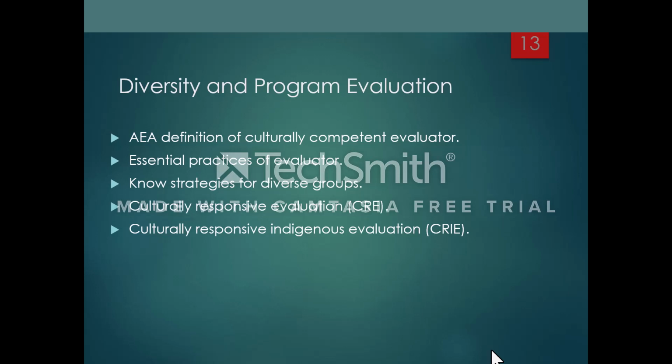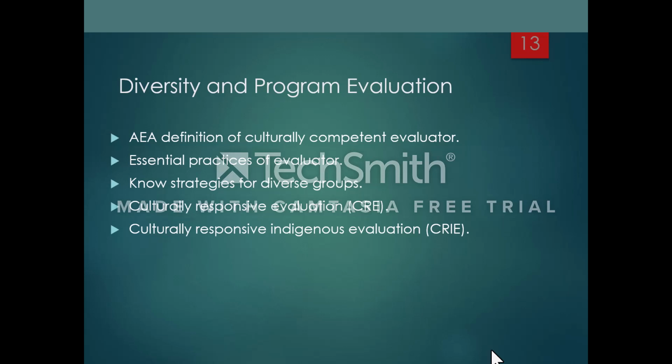A culturally competent evaluator should follow these practices: acknowledge the complexity of culture, so diversity within diversity and intersectionality. They should recognize the dynamics of power, so be aware of marginalization. They should recognize and eliminate bias in language, and they should employ culturally appropriate methods of evaluation vetted to be used with the population under investigation.